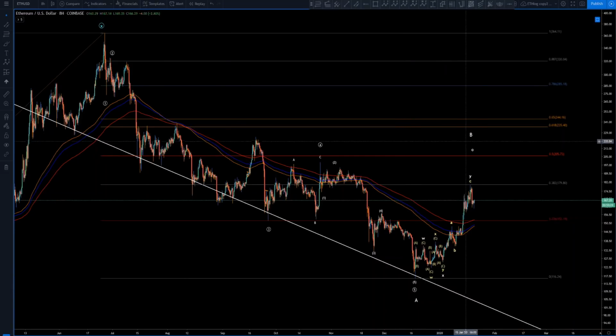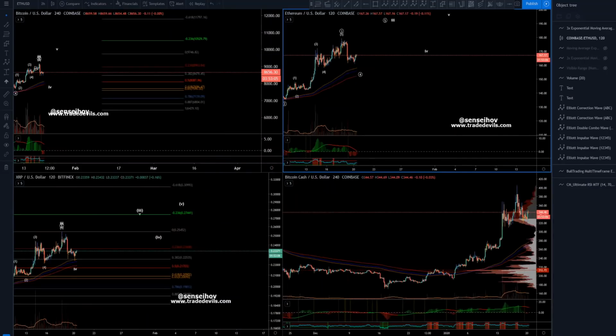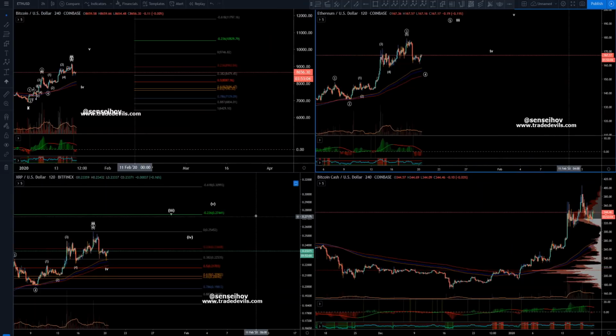So I'm almost looking at this as an A. We're coming up for our B, and you see we are getting fib reactions at this 382. It's not great, but this is the bearish count I'm following for Ethereum, and this is the bullish count that I'm following for Ethereum. I'll then jump into XRP. Let me close this real quick.